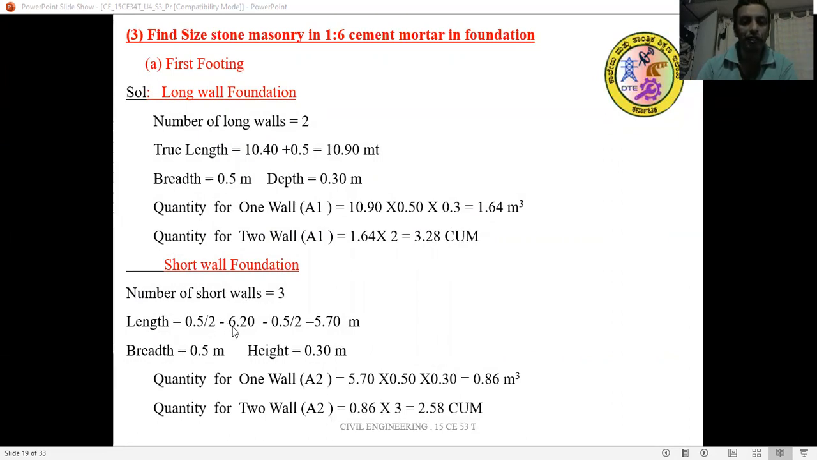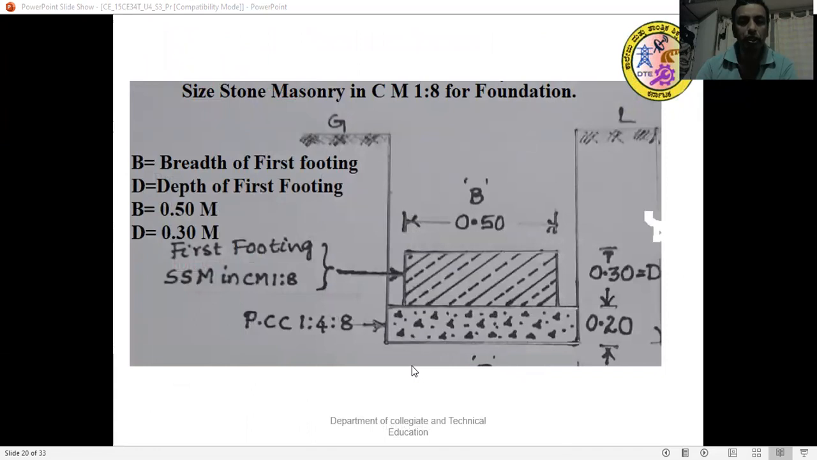Similarly, you have to calculate the quantity of size stone masonry for the first footing for the short wall. First you have to find the true length, which is equal to 6.20 minus 0.5. You will get the true length equal to 5.7. By knowing the breadth and the height, you can easily find the quantity for one wall, which is equal to 0.86. Then you calculate the quantity for three number of walls, which is equal to 2.58 cubic meter. Okay, this is the picture which shows the first footing in foundation.